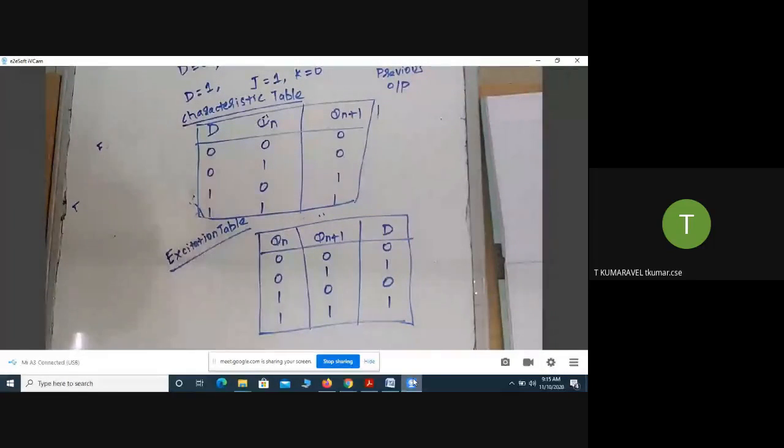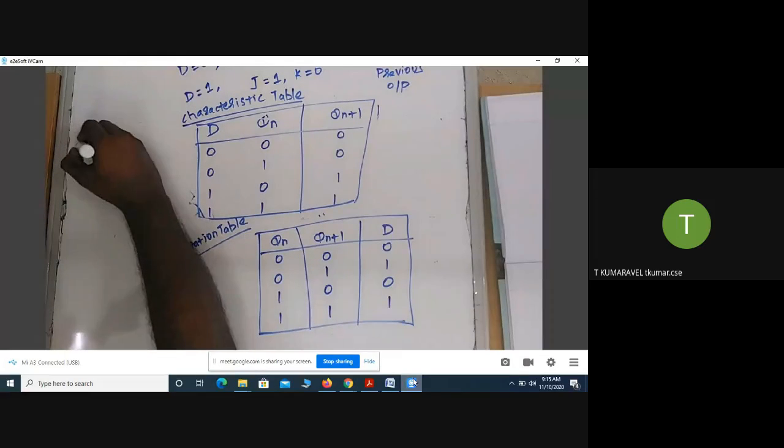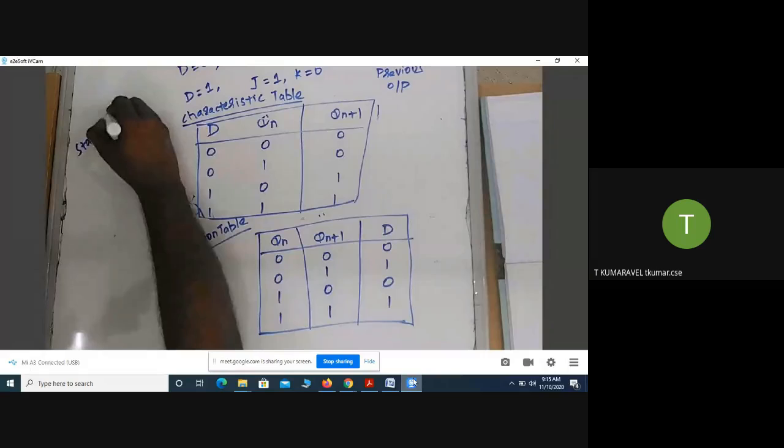Okay, so next, based on that, what happened? I'm going to draw the state diagram.